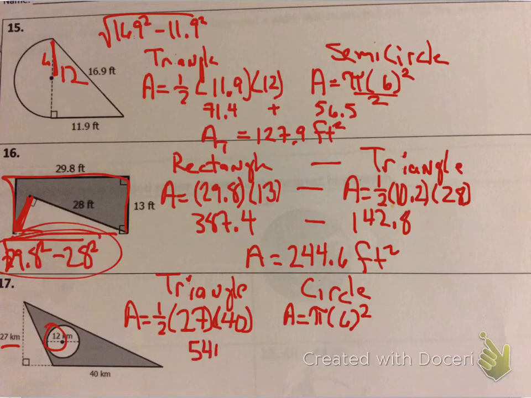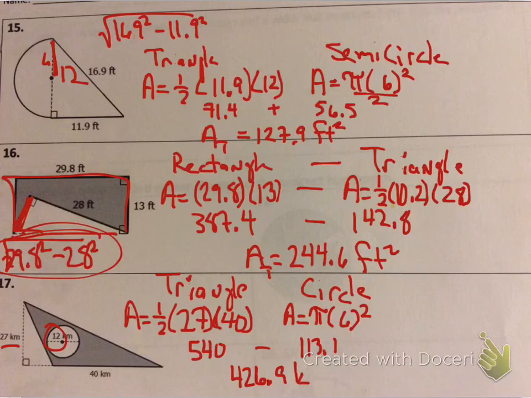Okay, so this gives me an area of 540. This one gives me an area of 113.1. Okay, so then if I subtract those two, 540 minus 113.1, I get 426.9 total.